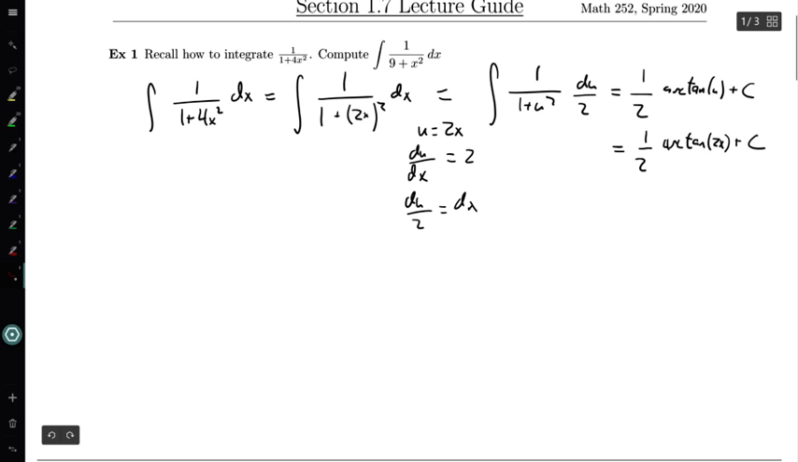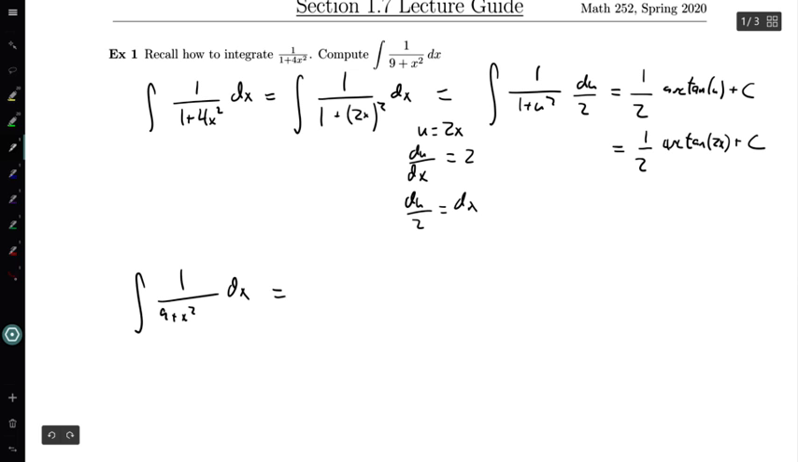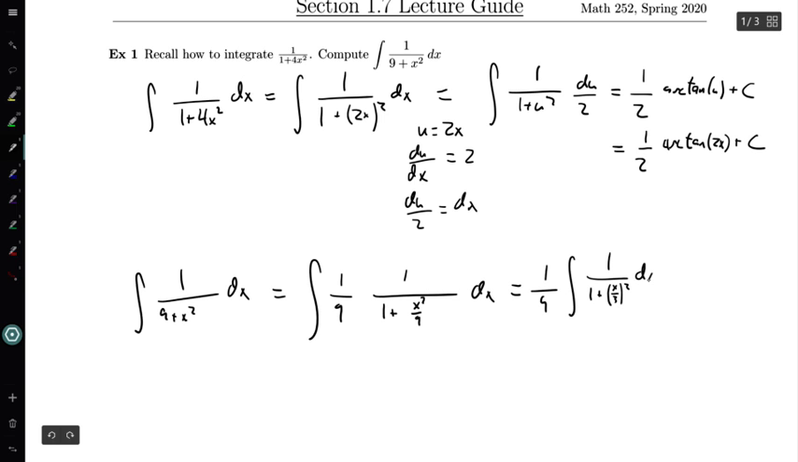We're going to take this 9 and turn it into some kind of coefficient on that x squared. And the way that we're going to do it is by factoring out a 9 from the denominator. So if I have this integral of 1 over 9 plus x squared dx, I can factor a 9 out of the denominator. So 1 over 9 times 1 over 1 plus x squared over 9 dx. And now this might seem like a silly way of writing things, but what I can do now is factor this 1 ninth out of the integral, and I can recognize that x squared over 9 is the same thing as x over 3 squared.